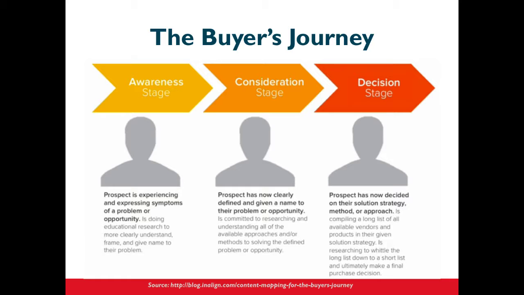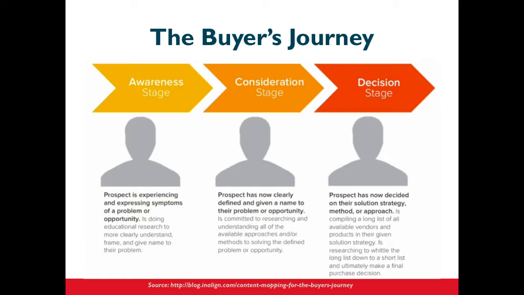So in the awareness phase, the prospect is experiencing symptoms of a problem or an opportunity. For example, in this scenario, maybe the person has a sore throat and a fever and they're achy all over. And so they're wondering what is wrong with them. They have identified a problem, but they don't know specifically what it is. Then in the consideration stage, they've clearly defined what their problem is or what opportunity they have, and they're researching all of the options for solving it.